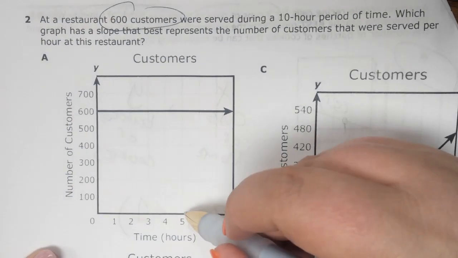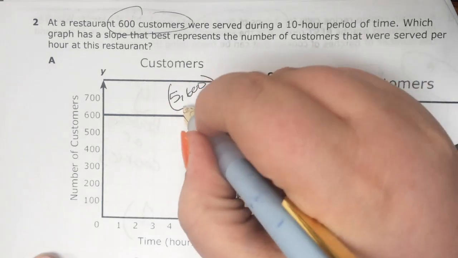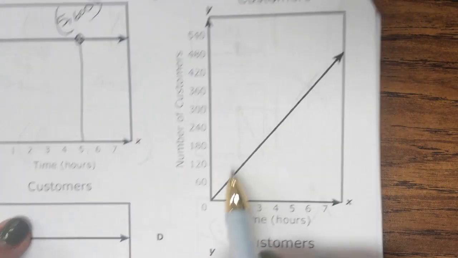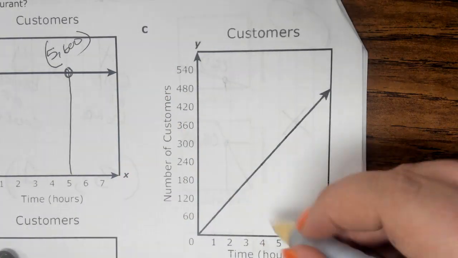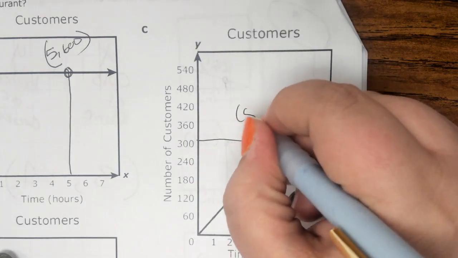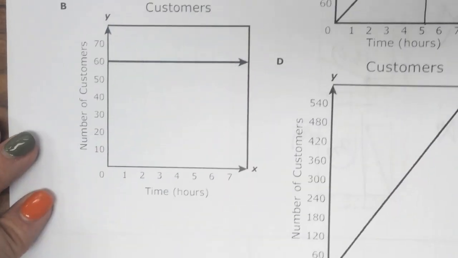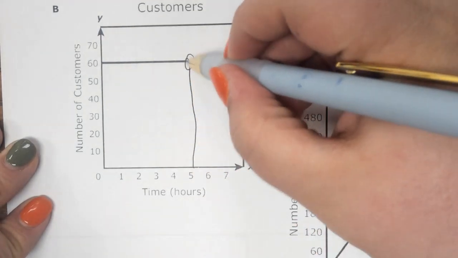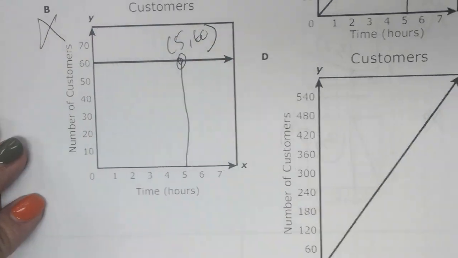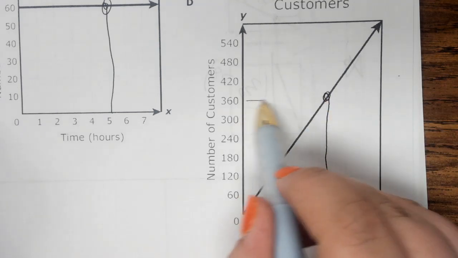On my graph, I've got 5, 600. That's not 5, 300, so I know it can't be A. For letter C, we've got 5, 300, which is exactly what we want. 5, 300. Looking at letter B, I've got 5, 60. Again, not what I want. And letter D, 5, 360.